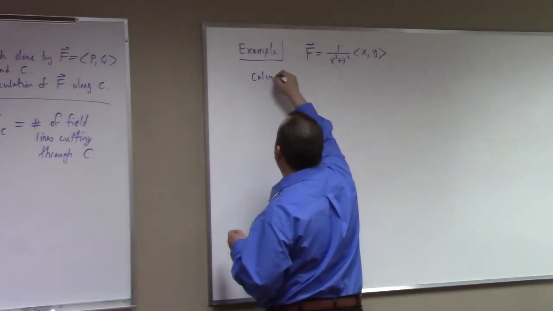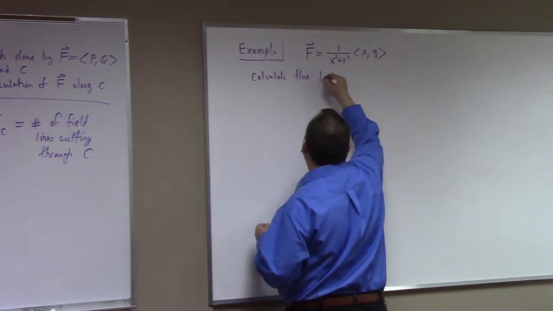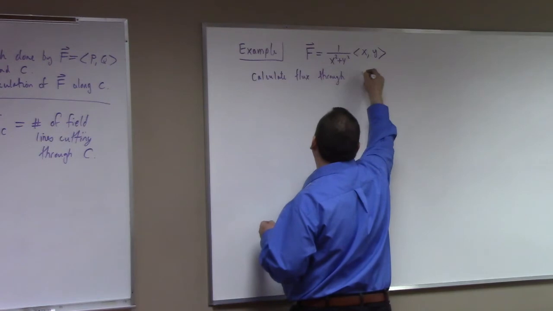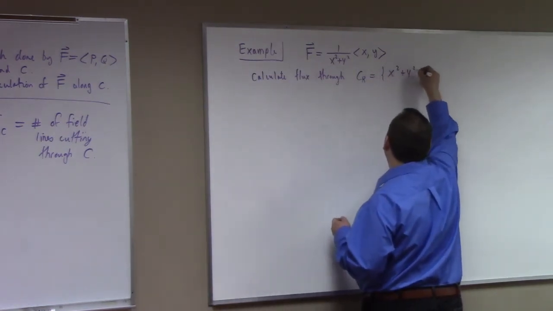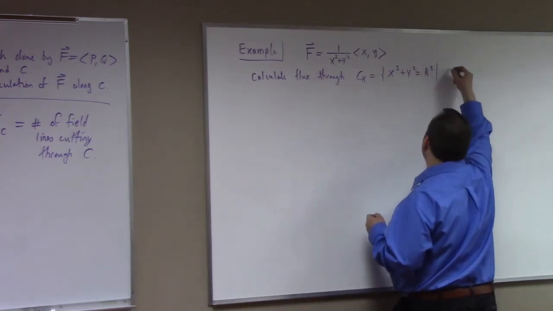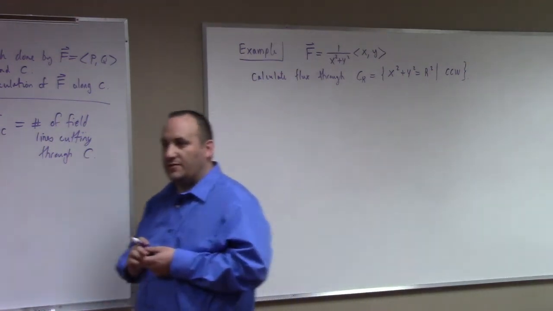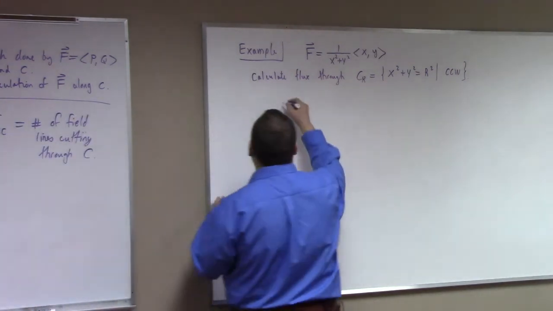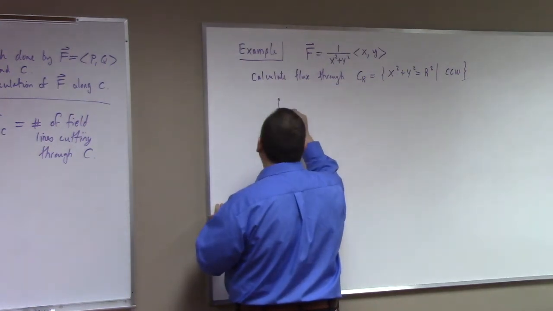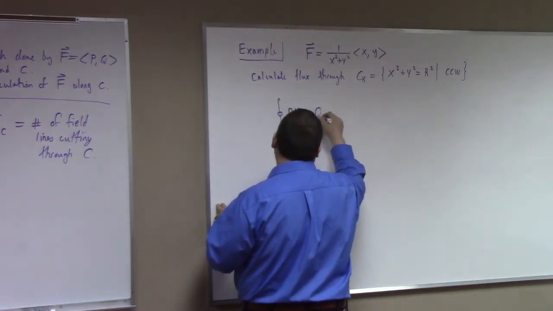And let's be a little bit greedier. Calculate the flux through C_R, which I'll say is x squared plus y squared equals r squared, counterclockwise. So the counterclockwise oriented circle of radius r centered at the origin, right? So here we go. We're supposed to calculate the integral of P dy minus Q dx for this thing, yeah?